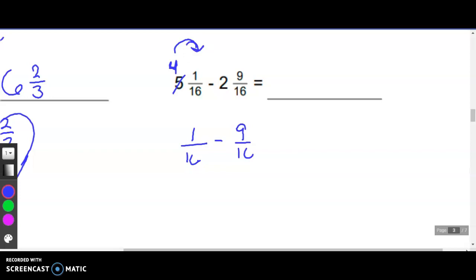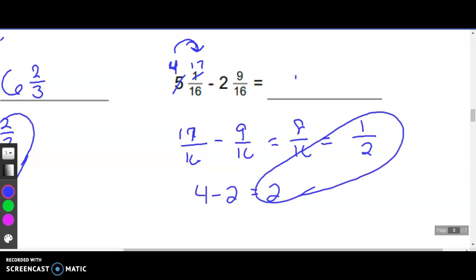So the shortcut is whenever you borrow, you're really going to add the numerator and denominator together. All right, so now I've got 16/16 plus the 1/16 that I already have. That makes 17/16. So I change this to 17/16 minus 9/16, which equals 8/16, which equals what? That's right, half. And now we do 4 minus 2, which equals 2. Put it all together, and we get 2 1/2.